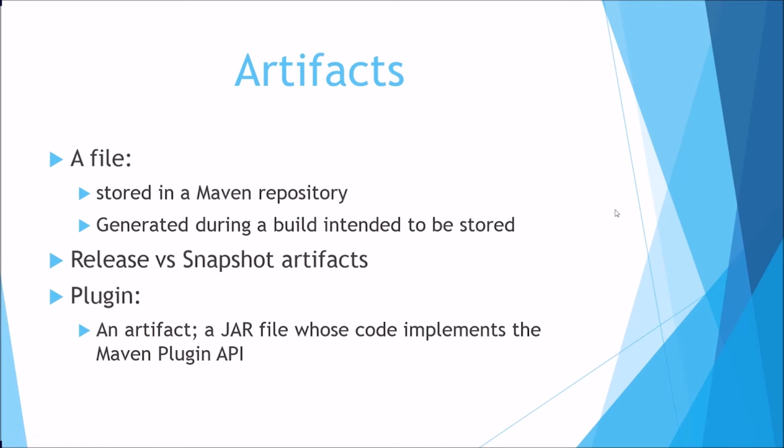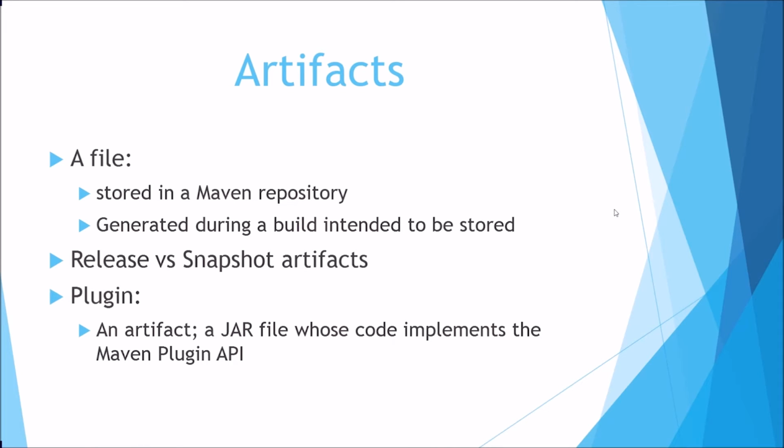Next, let's take a look at artifacts. An artifact is a file stored in the Maven repository, or a file generated during a Maven build that is intended to be stored in a Maven repository. Every artifact, once it's stored, has something called a coordinate. Now there's things called release artifacts, snapshot artifacts, and plugins. To cover them briefly, an artifact is a release artifact if it's not a snapshot artifact. Release artifacts are immutable once deployed to a remote repository, and they should not, in theory, be overwritten. For a snapshot artifact, the version ends in -SNAPSHOT, and they're handled and stored differently than releases.